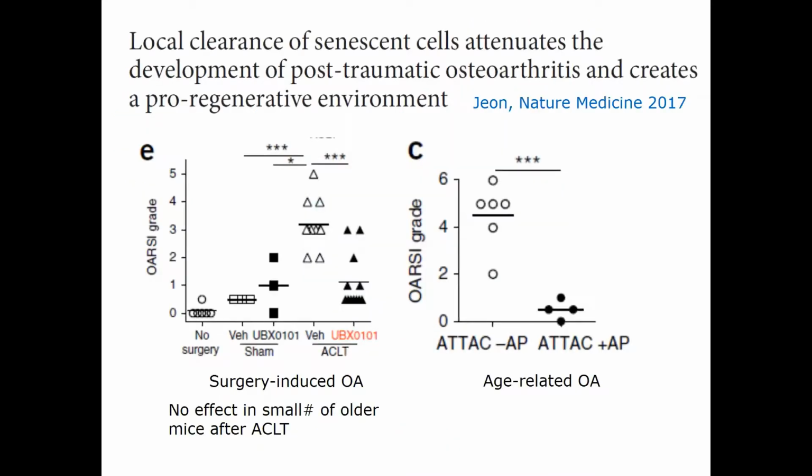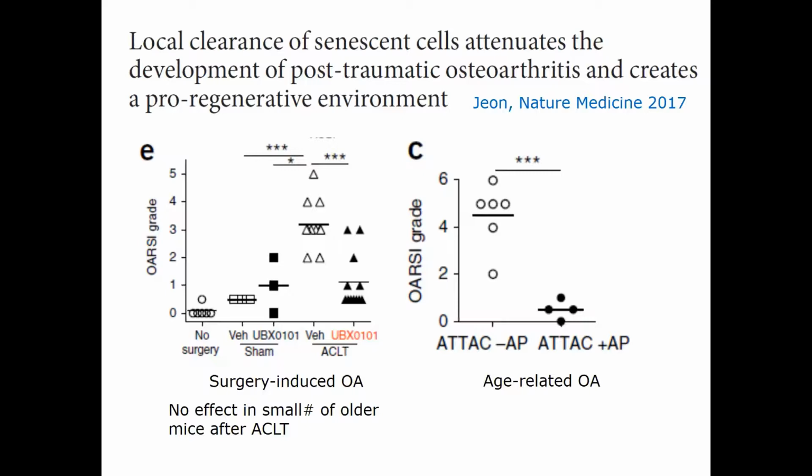And Brian probably showed you this. This is a preclinical study in animals using what's called a senolytic, which is a drug that kills senescent cells. And they found that this senolytic, this is this UBX compound from Unity, which is a company that's working on this, reduced the severity of cartilage lesions in an ACL injury model.